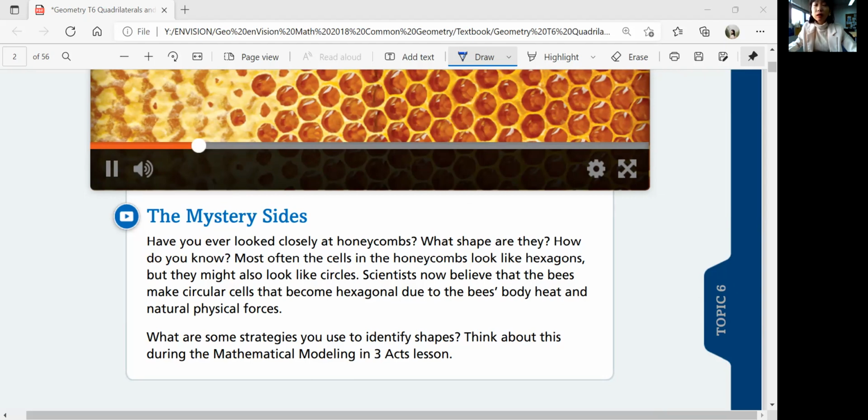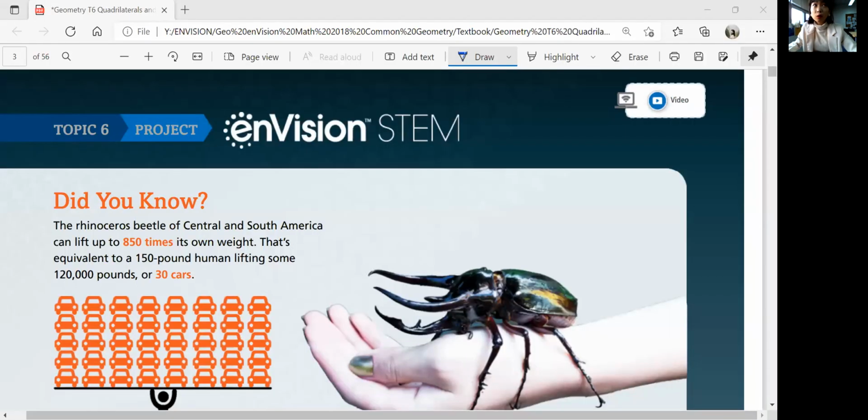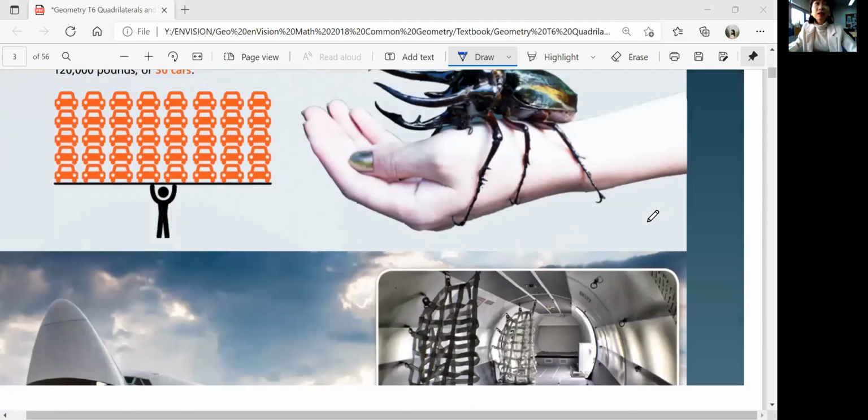So think about real-world applications and other examples that you can come up with throughout the topic, but let's start with lesson 1. Oh, before we talk about lesson 1, there's another thing that you should think about throughout this topic. Here is the STEM project. Did you know that the rhinoceros beetle of Central and South America can lift up to 850 times its own weight? That's equivalent to a 150-pound human lifting some 120,000 pounds or 30 cars. I can't do that. So that's really impressive.